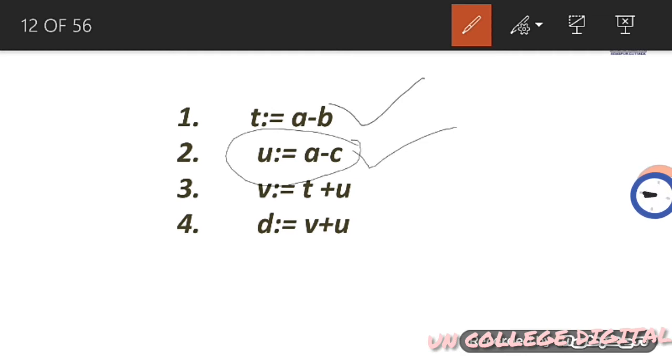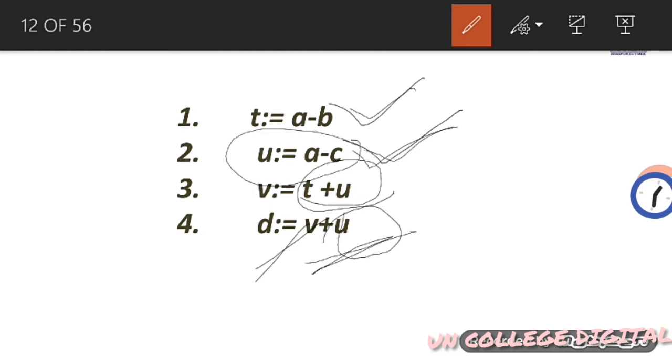Exactly, here we have used one temporary variable t equal to a minus b, u equal to a minus c, then v equal to t plus u. When we use this statement, it means that a minus b inside the bracket plus a minus c inside the bracket is performed. We have calculated that one. Then d equal to v minus u. Here you can see that u represents a minus c and v represents a minus b plus a minus c.